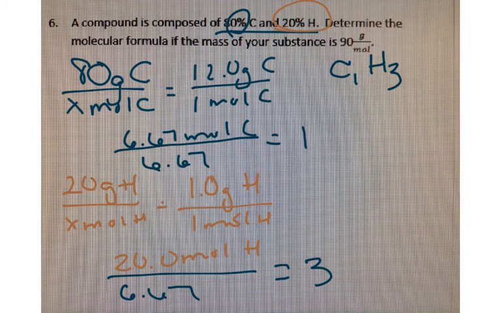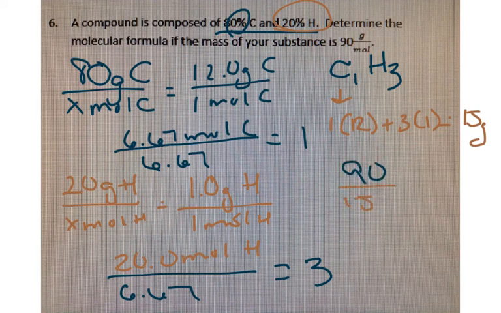So now I'm ready to start doing the molecular formula calculations. And the first step is to find the molar mass of CH3, which is your empirical formula. So we're going to do 1 times 12 plus 3 times 1, and we get a total molar mass of 15 grams. The next step is to take your molecular formula's mass, which is 90, divide it by my empirical formula mass, which is 15, that I just figured out, and that equals a total of 6.